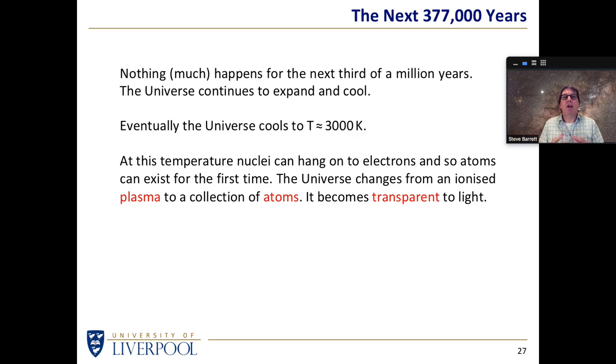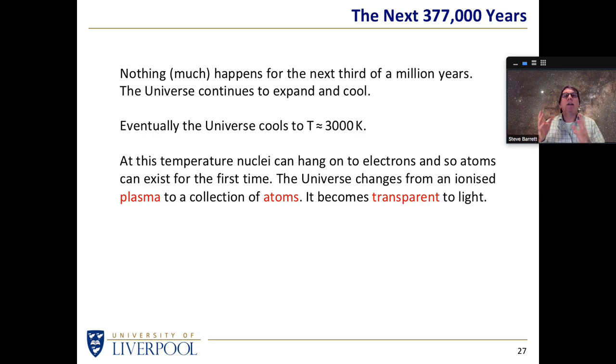Before this point, there was so much energy around that a nucleus with an electron buzzing around it, remember, a positively charged nucleus and a negatively charged electron, the electron would have simply been stripped off the atom. But now the universe is cold enough so that nuclei can actually hang on to their electrons, and so a positively charged nucleus can hang on to negatively charged electrons, and so now, for the first time in the universe's history, atoms can exist.